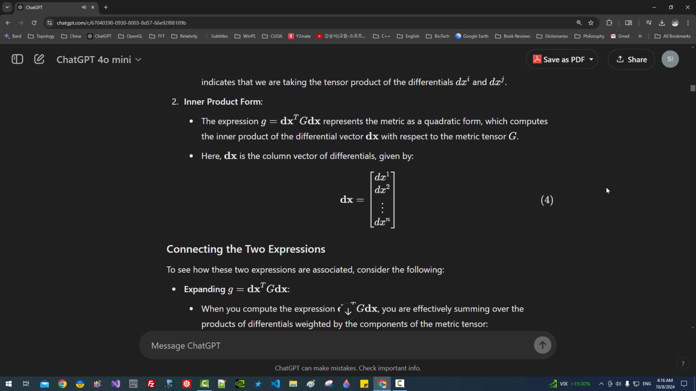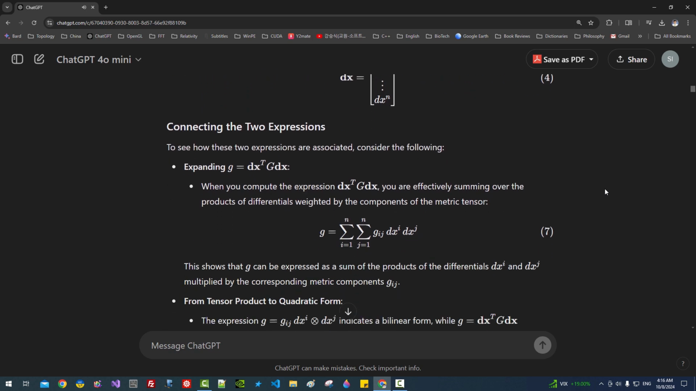2. Inner product form. The expression g equals bold dx^T g bold dx represents the metric as a quadratic form, which computes the inner product of the differential vector bold dx with respect to the metric tensor G. Here, bold dx is the column vector of differentials given by bold dx equals begin bmatrix dx_1, dx_2, ..., dx_n end bmatrix.